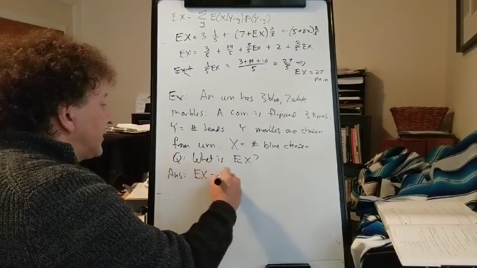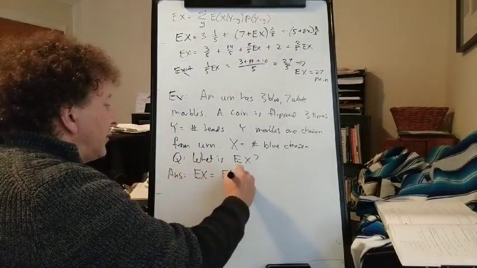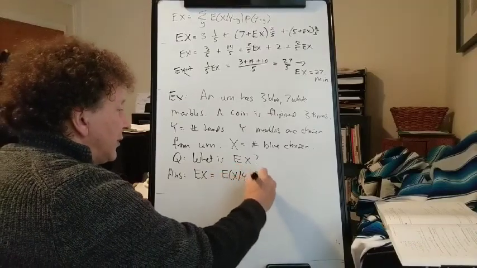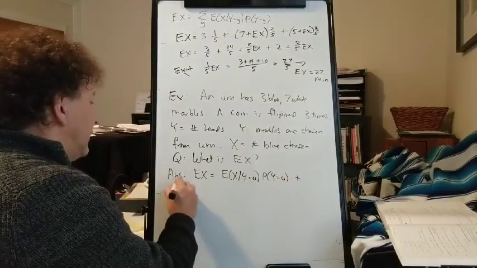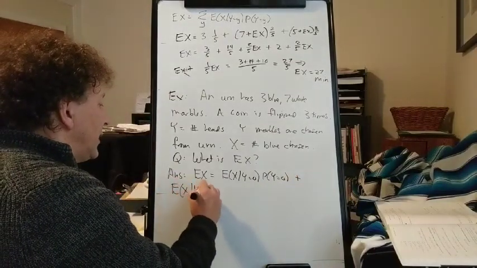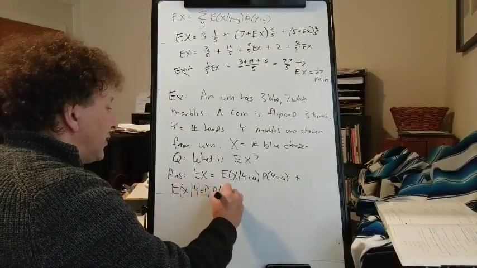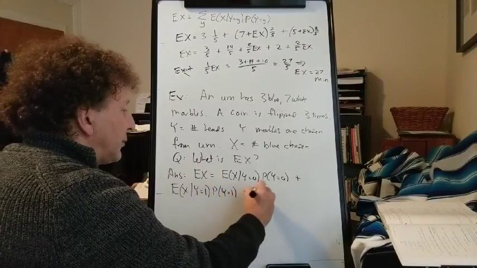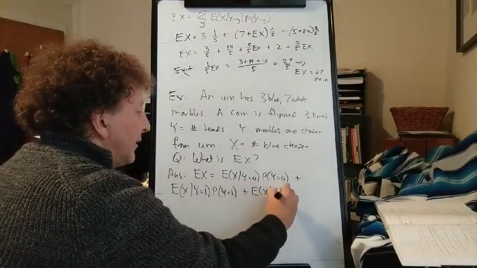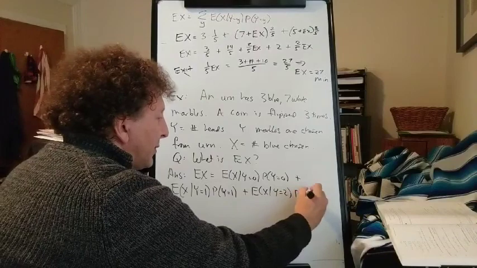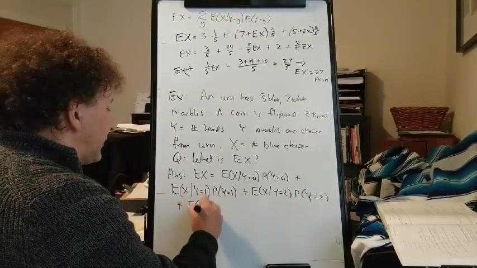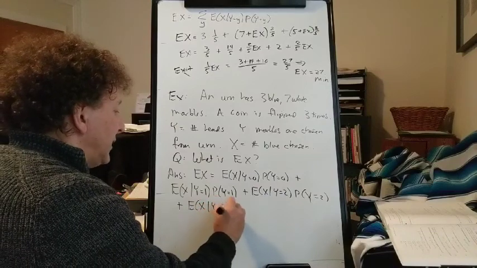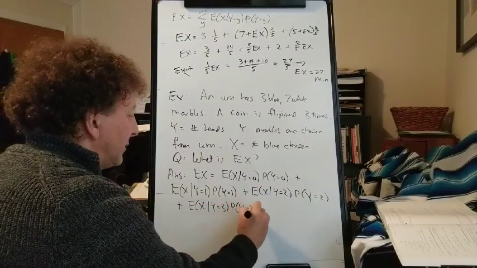The expected value of X is the expected value of X given that Y equals 0, times the probability Y equals 0, plus the expected value of X given that Y equals 1, times the probability Y equals 1, plus the expected value of X given that Y equals 2 times the probability Y equals 2, plus the expected value of X given that Y equals 3 times the probability Y equals 3.